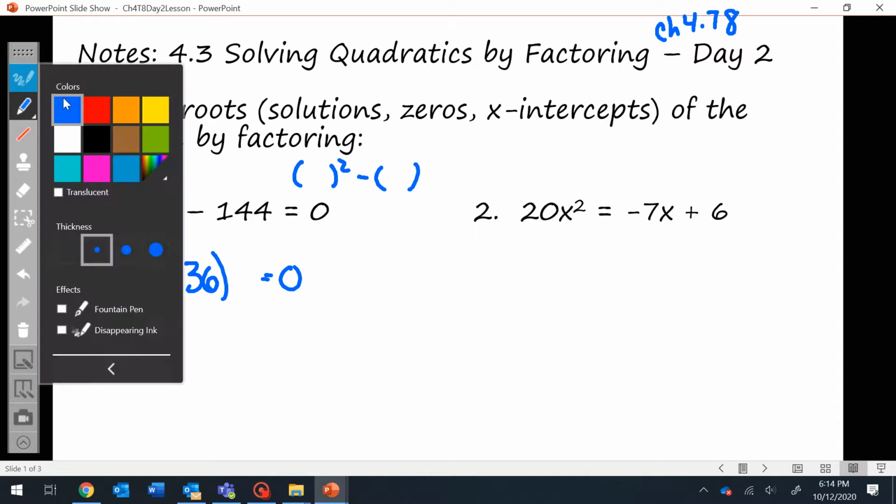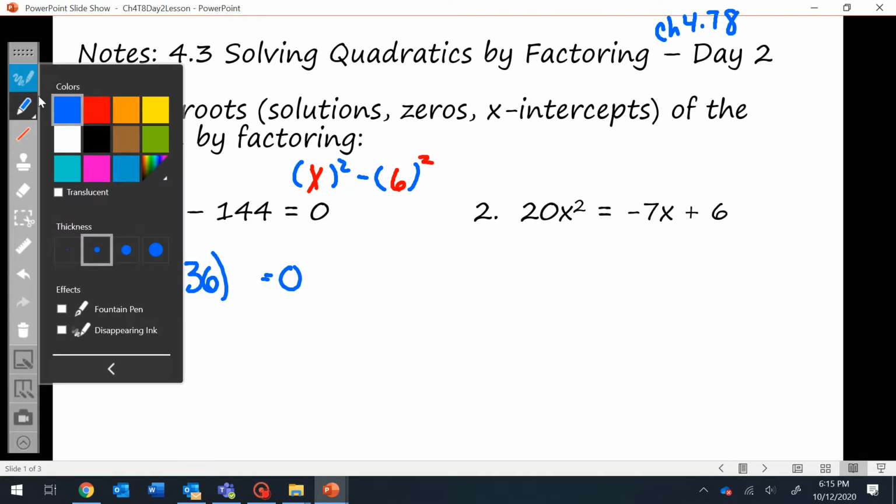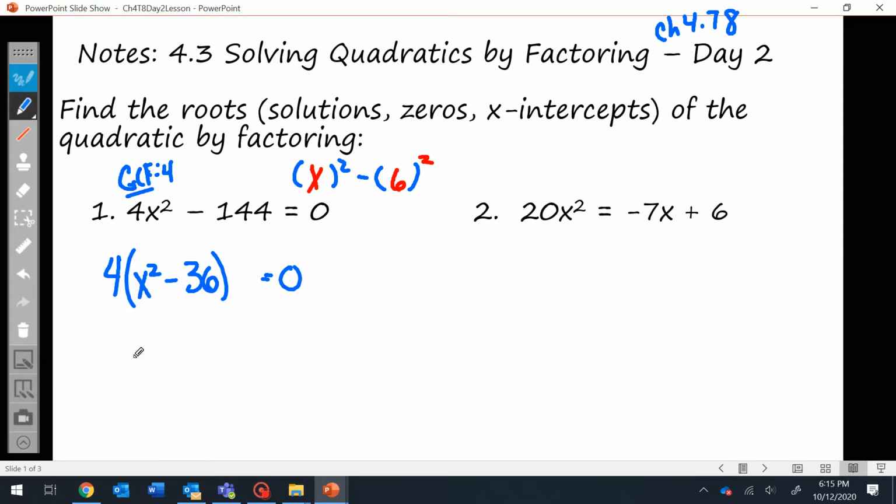Because the square root of x squared is x, and the square root of 36 is 6. So this is x squared minus 6 squared. So that tells me that x squared minus 36 factors into a special form. This plus this is the first factor, and this minus this is the second factor. So this has 3 factors.